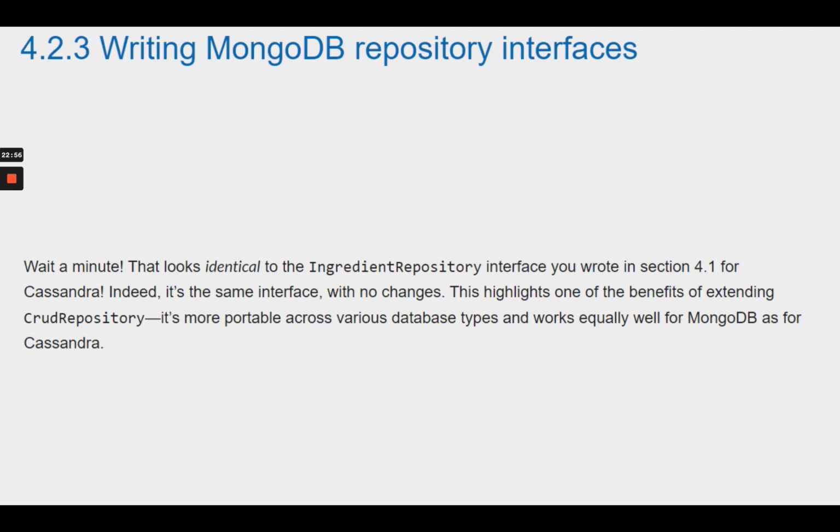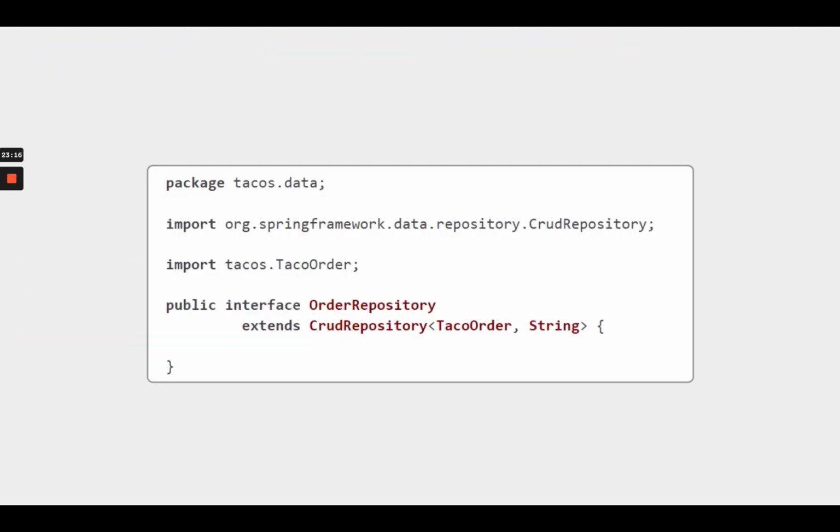Wait a minute. That looks identical to the IngredientRepository interface you wrote in section 4.1 for Cassandra. Indeed, it's the same interface with no changes. This highlights one of the benefits of extending CrudRepository. It's more portable across various database types and works equally well for MongoDB as for Cassandra.